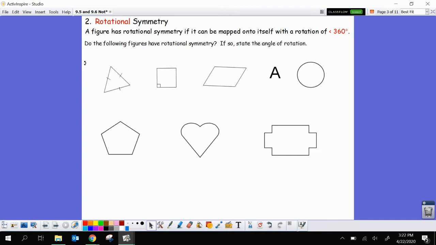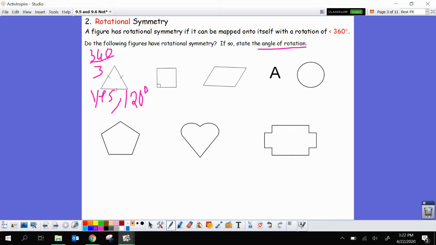So if I were to rotate this, and this is going to be hard to visualize, but if I rotate it 1, 2, 3 times, I was able to rotate it 3 times, and every time it looked exactly the same. It was mapped onto itself. So does this have rotational symmetry? I would say yes. And if I want to get the angle of rotation, then in this case I would do 360 divided by 3. And so the angle of rotation here would be 120 degrees.